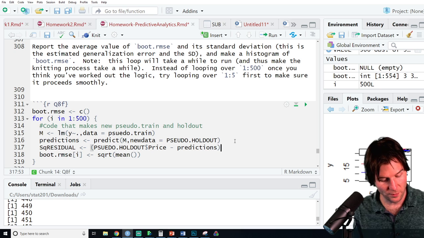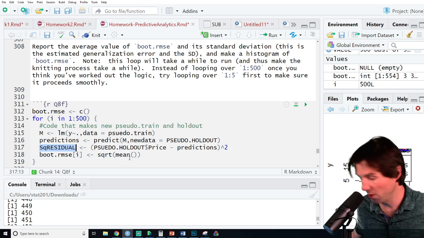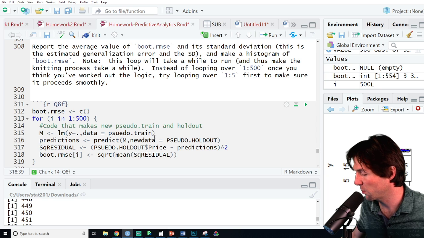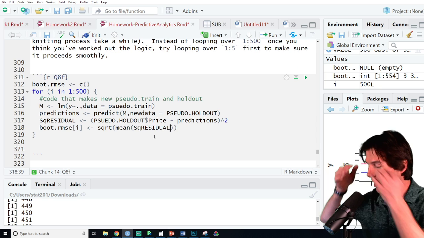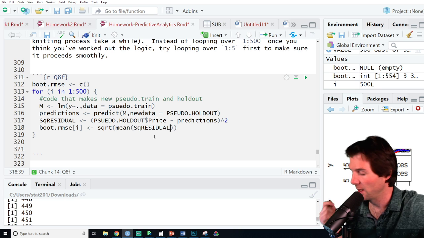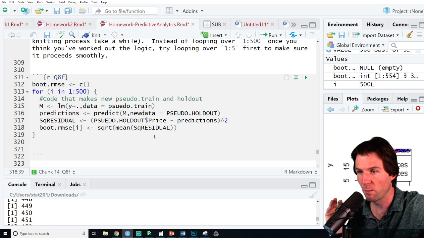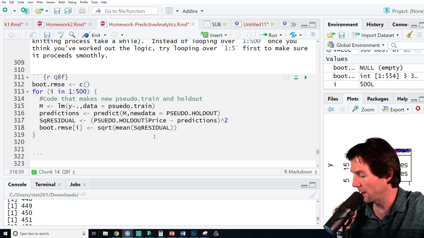This will take the difference of the two vectors. This will square it. And then we drop this in here, and that's pretty much it. Does this help out, Christian? The first part of the code, which I don't have right here, is going to make the pseudo trains and the pseudo holdouts. But does this make more sense about what's going on right here?